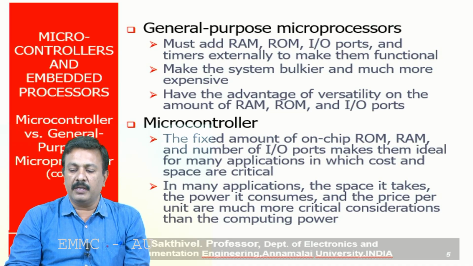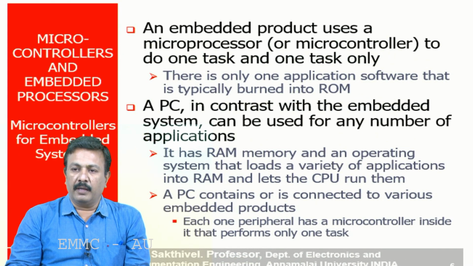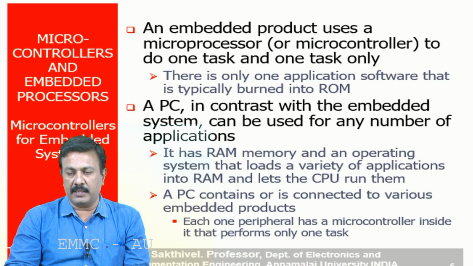In many applications, the space it takes, the power it consumes and the price per unit are much more critical considerations than the computing power. So an embedded product uses a microprocessor to do one and only one task. Usually microcontrollers are used as the CPU in embedded system applications. An embedded system is used for one and only one application. It is not going to be used for general purpose applications.